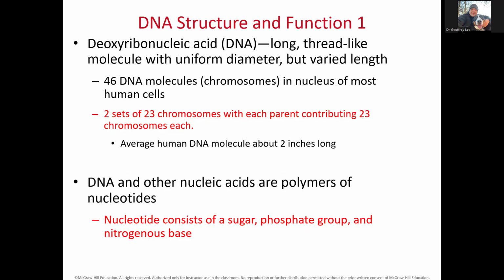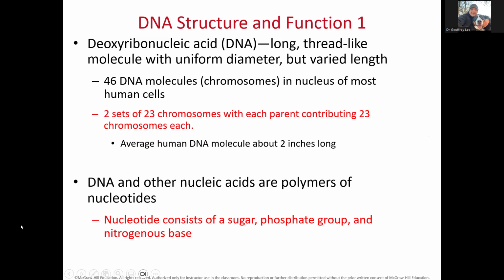Some chromosomes are much smaller. We're going to see the male Y chromosome is much shorter than the female X chromosome. Chromosomes 1 to 22 look very similar, then we have the sex chromosomes that look very different from each other. The average human DNA molecule is 2 inches long. That's pretty long, something we can see. That's not going to fit in our nucleus unless we roll it up.